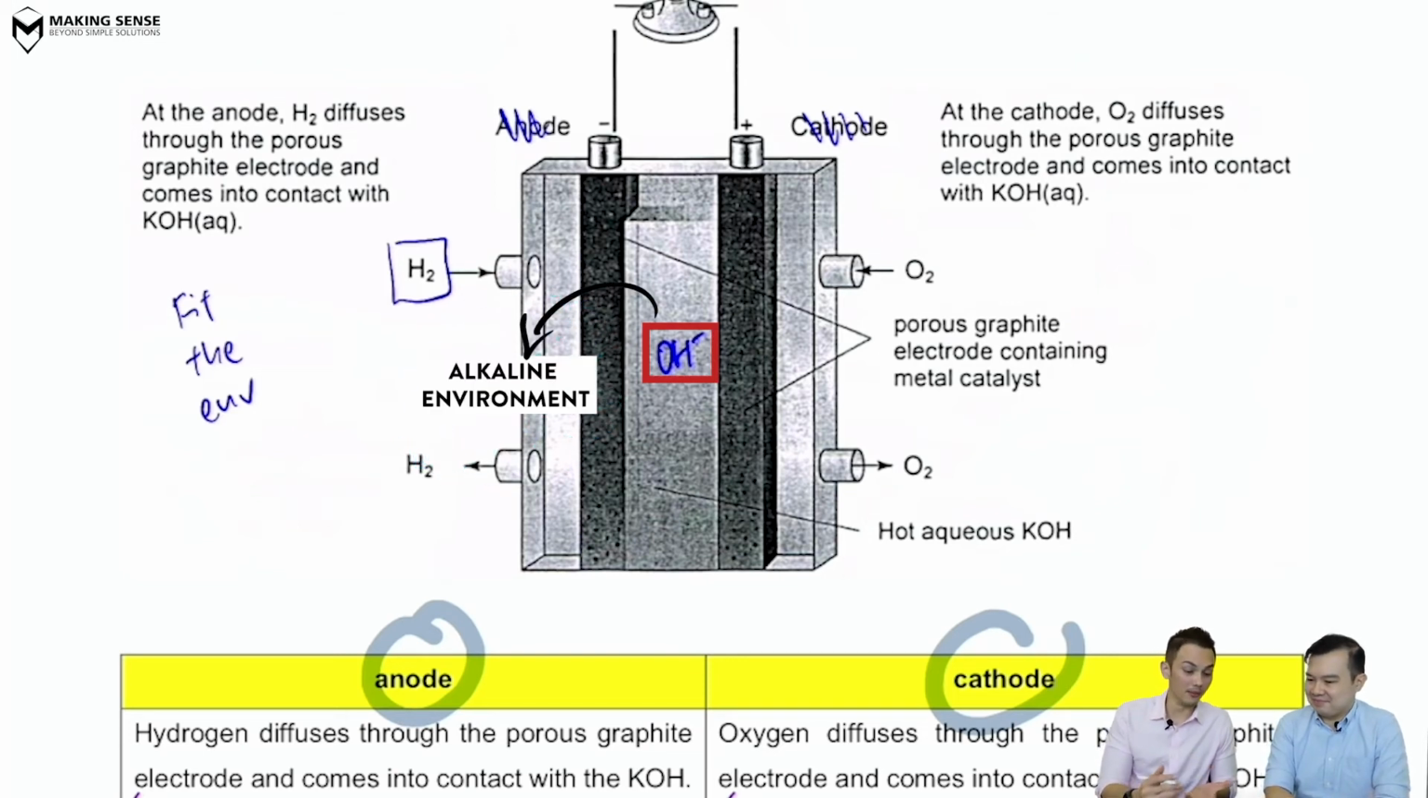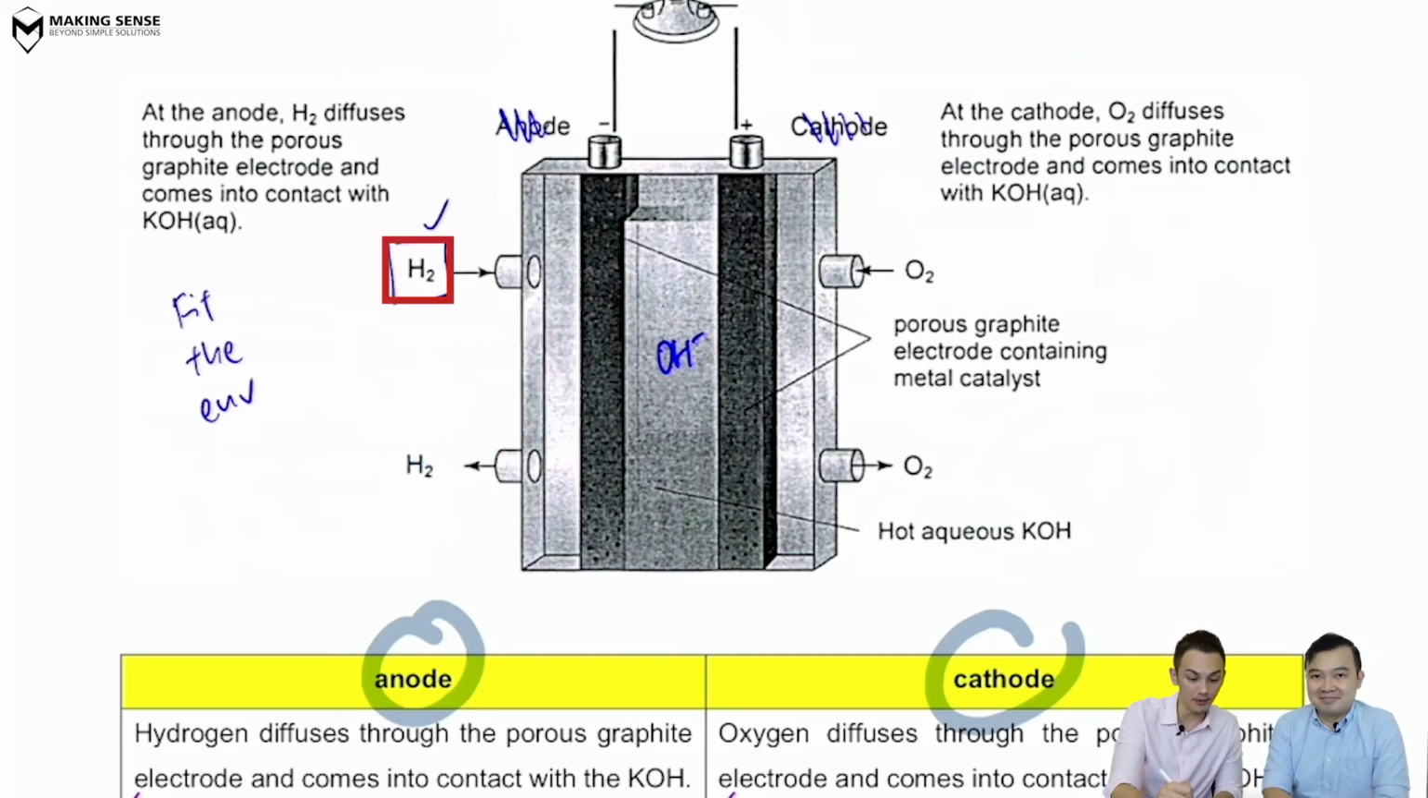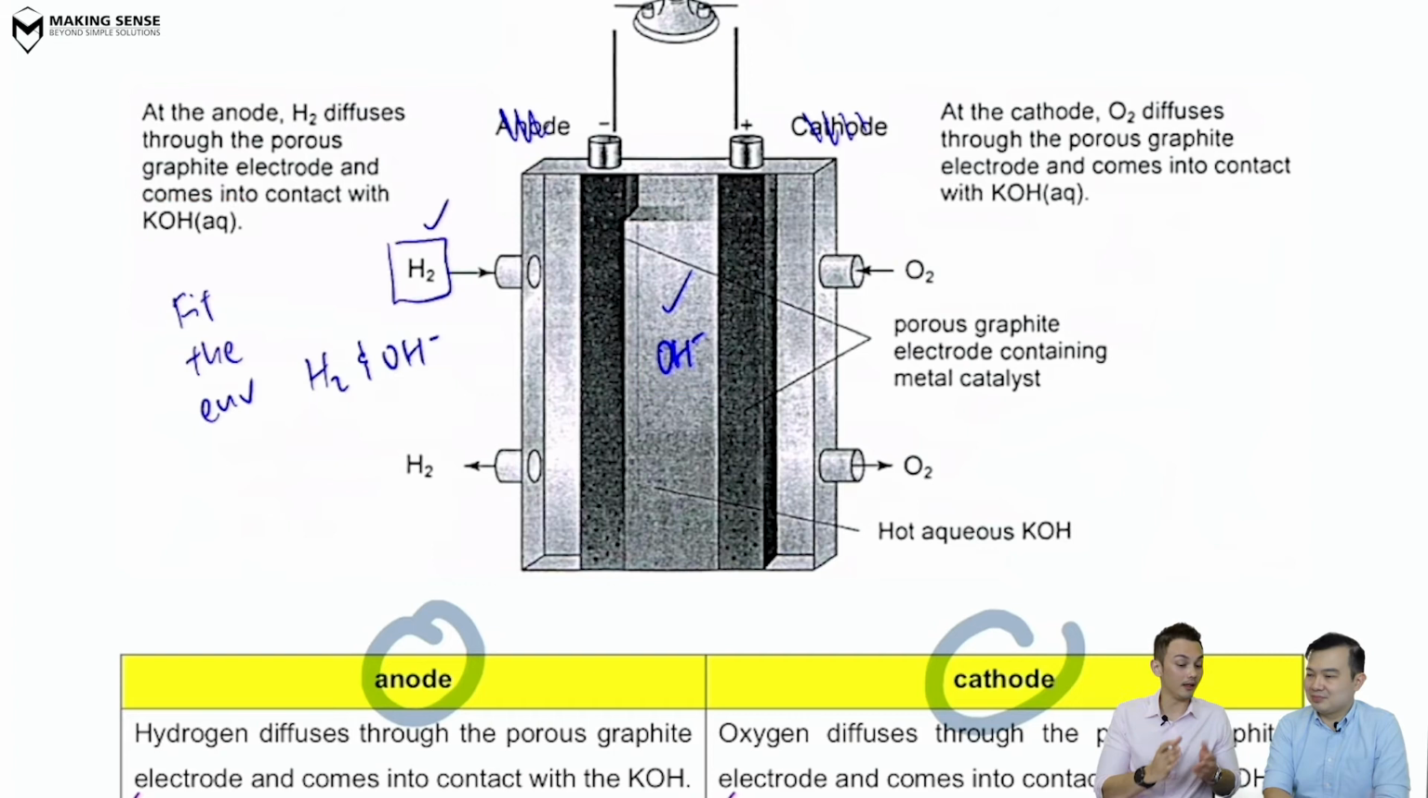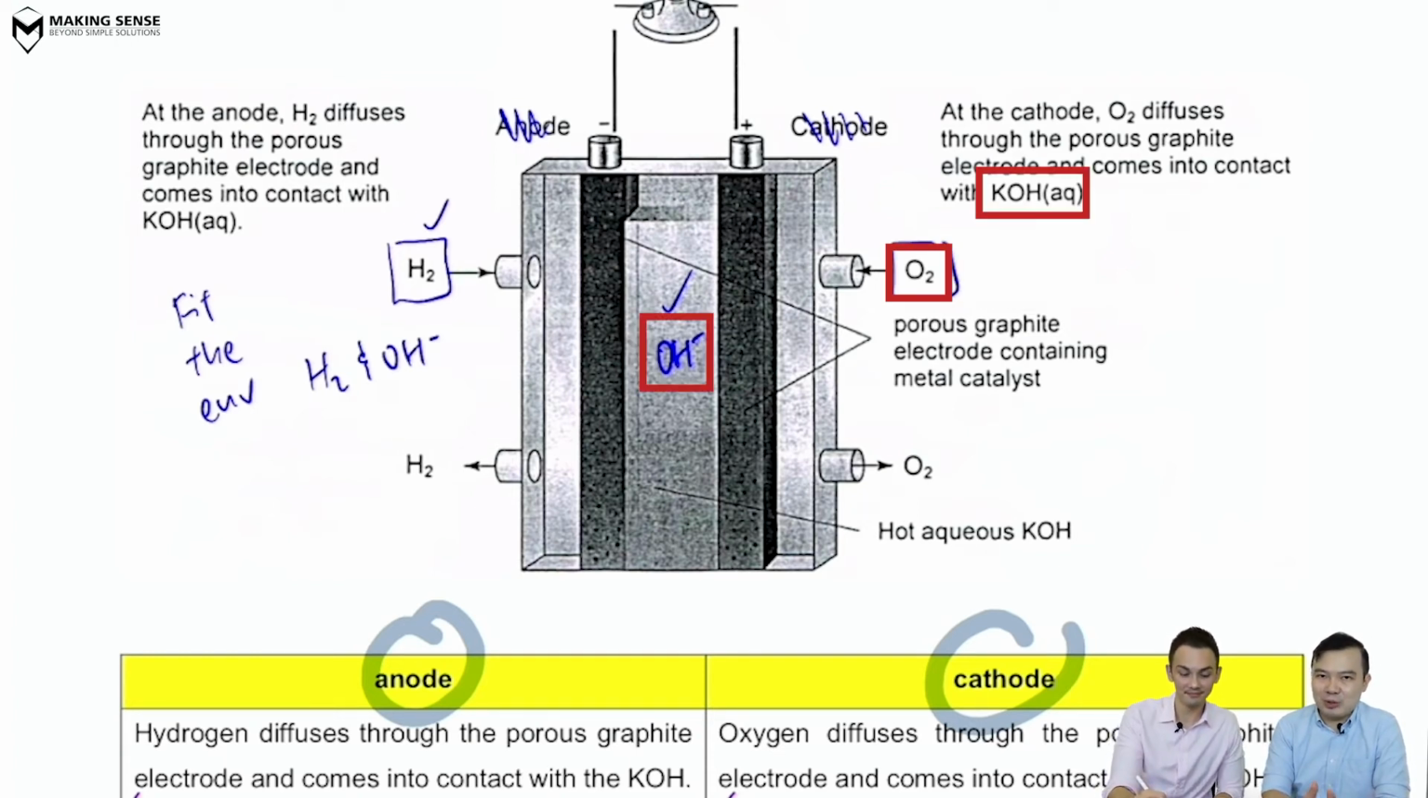All right, so the environment has a combination of hydrogen as well as OH minus. So I'm just going to write down here, it is H2 as well as OH minus, right? And at the same time, we look at the right-hand side, walk us through what is present. Okay, so they're feeding in oxygen gas, so that's the focus. And of course, once again, pay attention to the environment of the electrolyte. It is going to be alkaline medium as well. So we're going to see OH minus and O2.